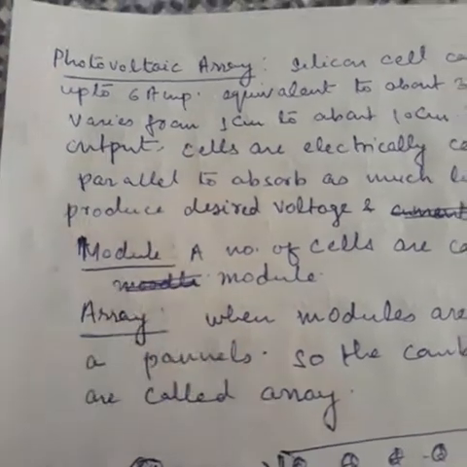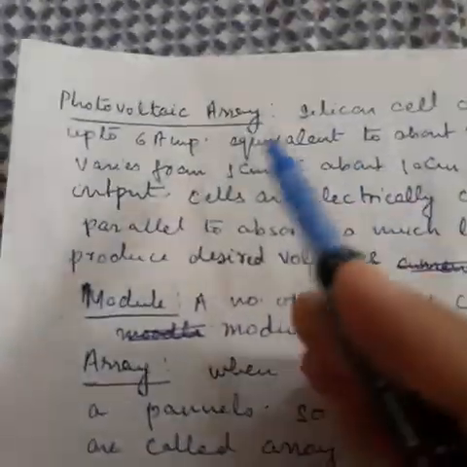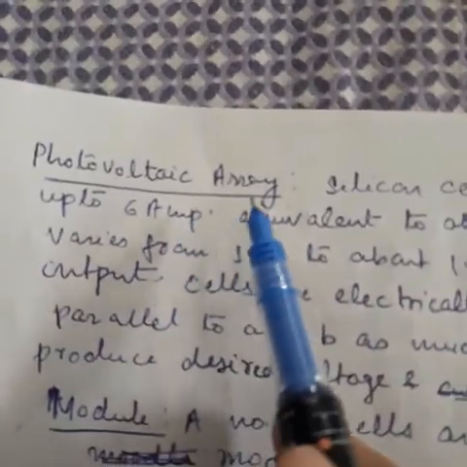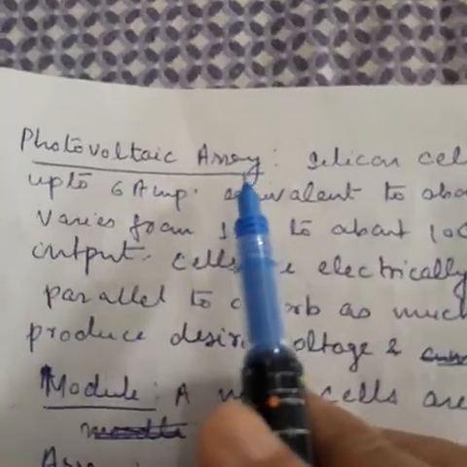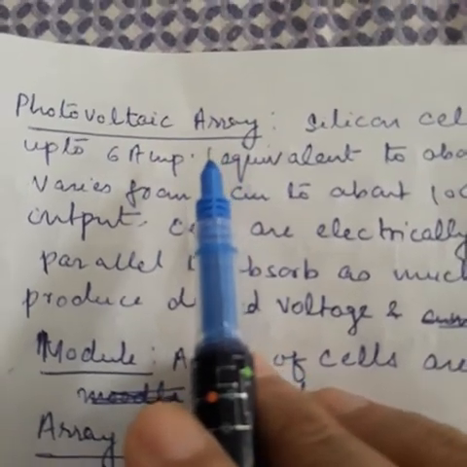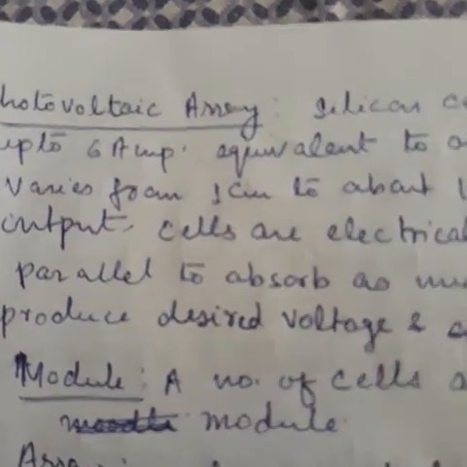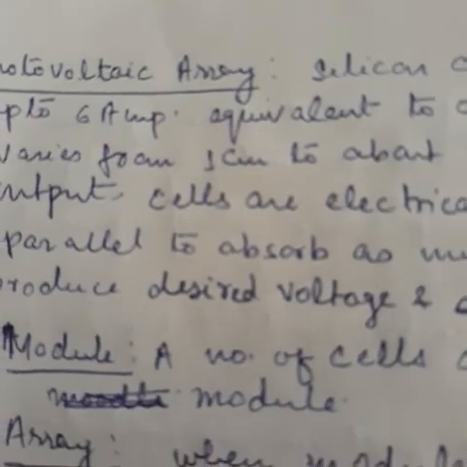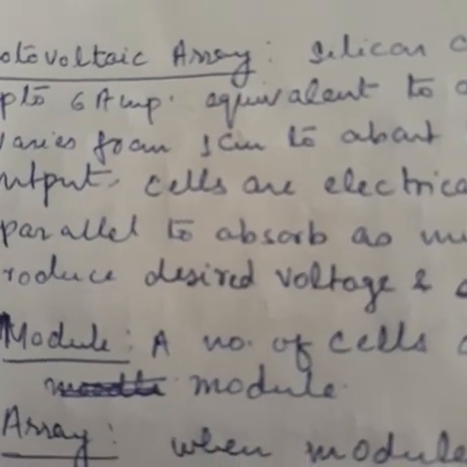Good morning. Today I will discuss a new topic, that is photovoltaic array. So first of all, what is an array? It is the combination of panels. When the sun rays come onto the surface plate, it stores the energy. Then this energy is converted into electrical energy.